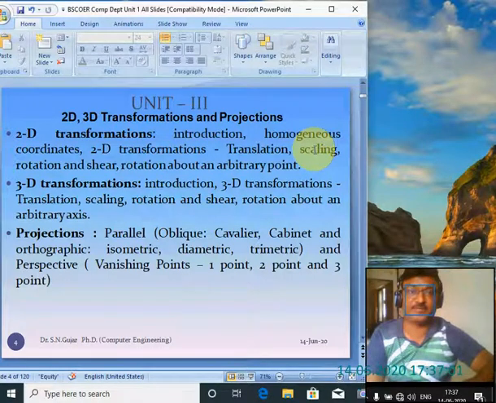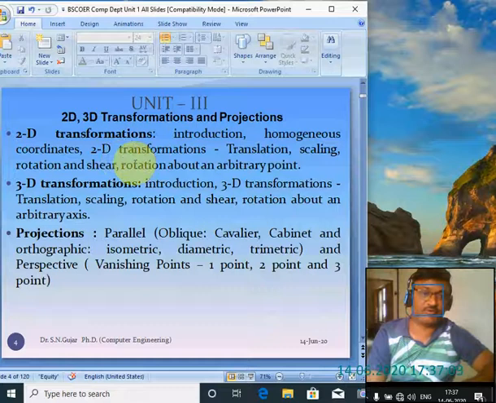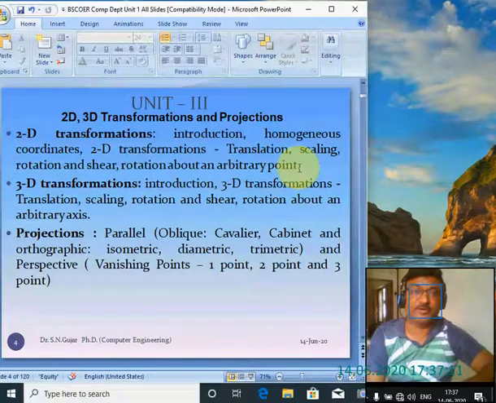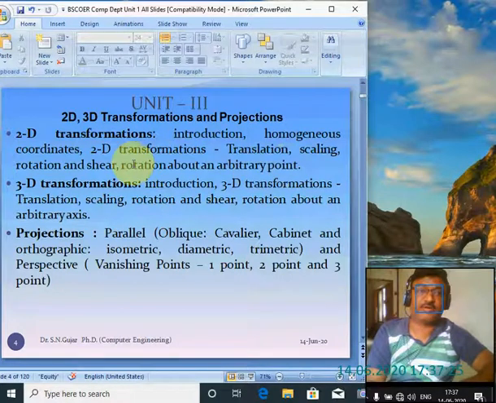Scaling the polygon means to maximize or minimize it. Okay. Rotation: clockwise rotation, anti-clockwise rotation. Shearing, that we are going to learn with the x-axis and y-axis. Again, rotation about any arbitrary point means what? Other than the origin, any one point you have to consider. On your 2D dimension, suppose the point P has the coordinates x and y. On that point you have to rotate that polygon. This is called rotation about any arbitrary point.